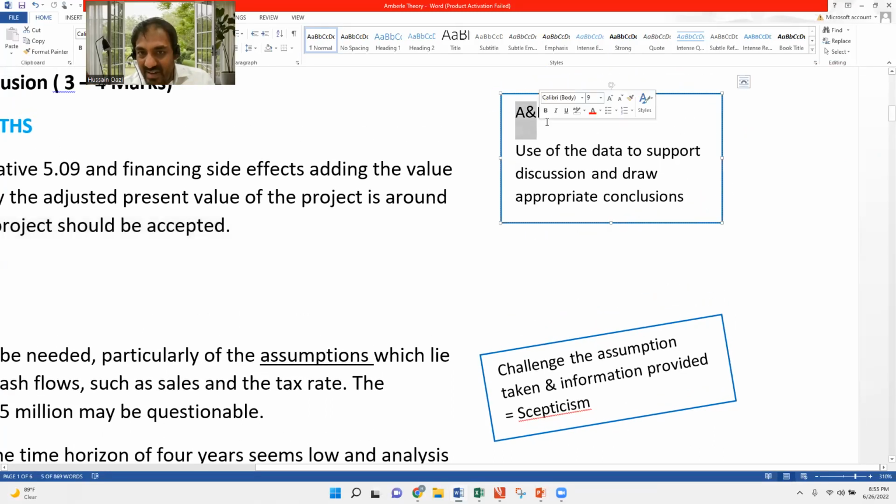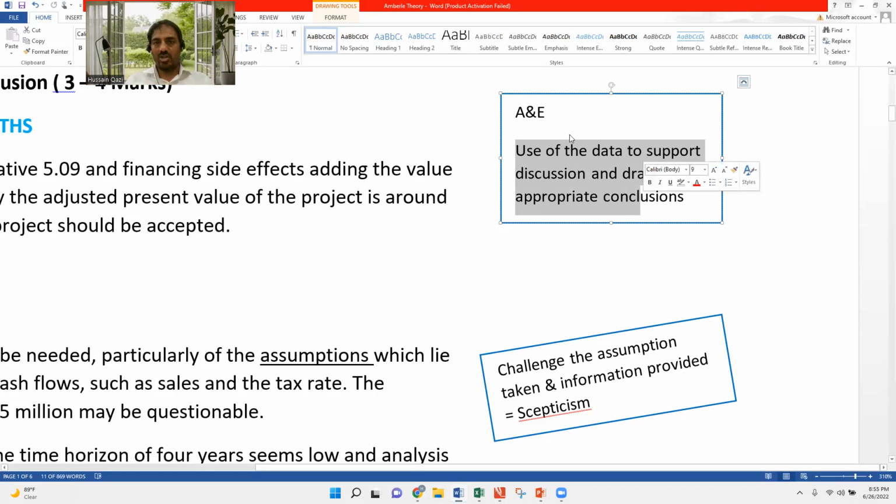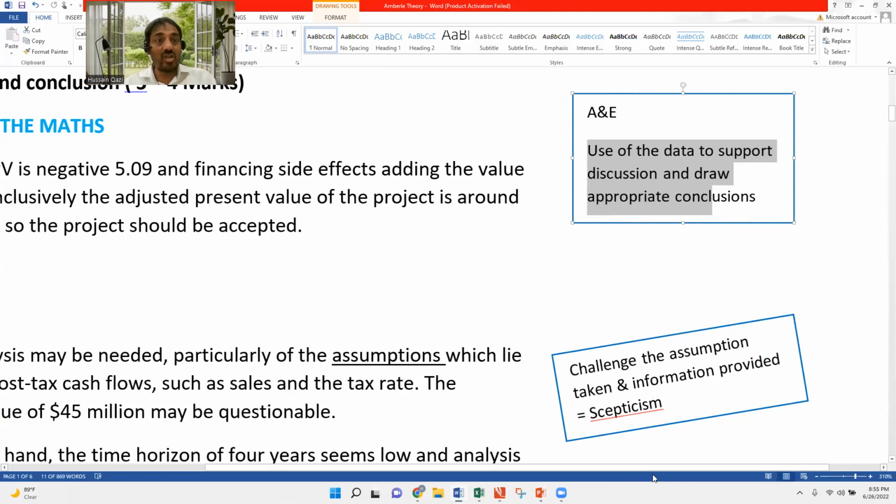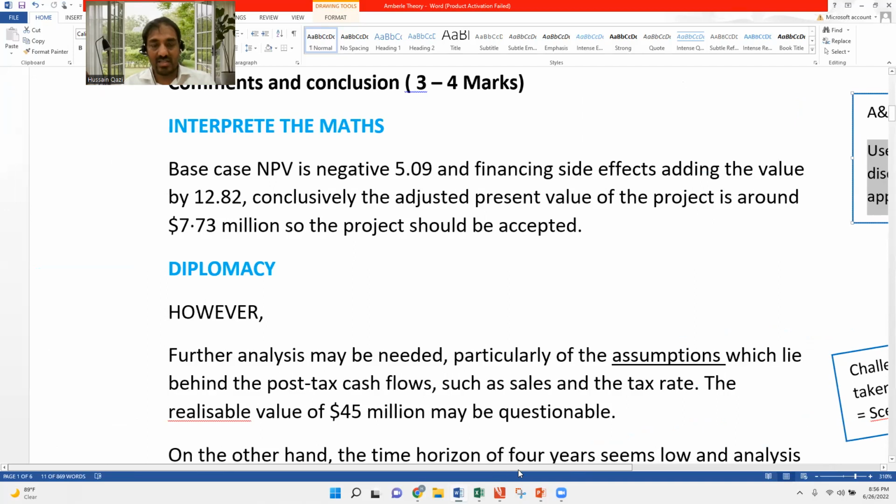Analysis and evaluation: read this. Use the data to support discussion and draw appropriate conclusion. You don't need to mention this one, it's only for your guide. It means if you interpret your maths, the positives and negatives, and overall the project is accepted on financial grounds, this reflects use of information to support the discussion and appropriate conclusion. That is about the analysis.